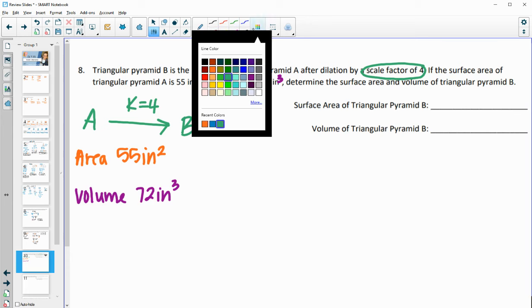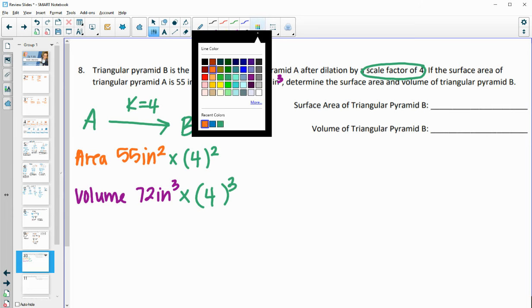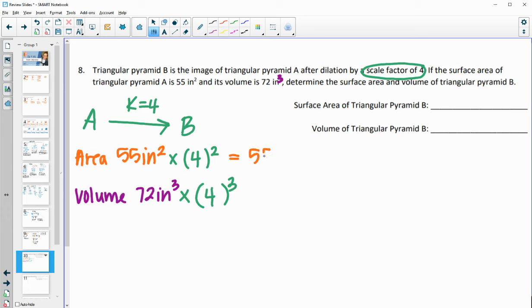And so we know that when we dilate lengths by a scale factor of K, the area multiplies by K squared and the volume multiplies by K cubed. Okay, so area is going to multiply by 4 squared, and volume is going to multiply by 4 cubed. So we'll just do 55 times 16, and that will give us our new surface area.